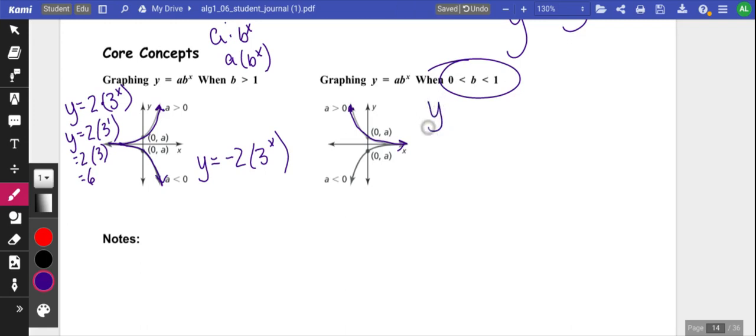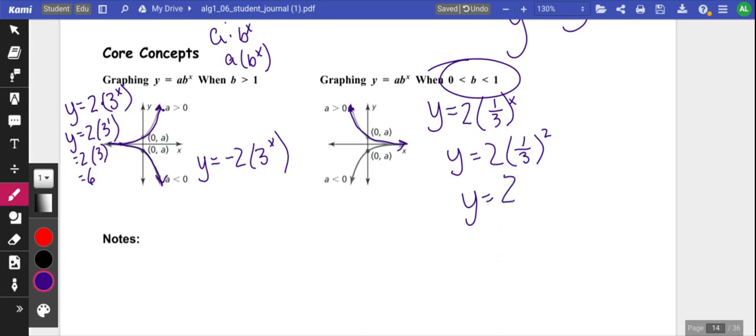When we get y, let's say I had 2 times 1/3 to the x power. Again, I'm not going to multiply the 2 and the 1/3 and then take it to the x power. If I plug in 2 for x, I'm going to say 2 times 1/3 squared. I'm going to square the 1/3. That's the same thing as saying 1 squared over 3 squared.